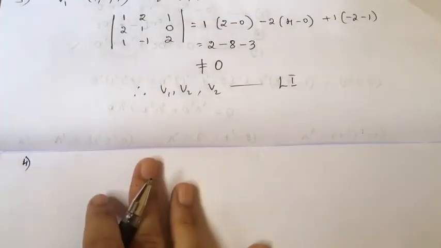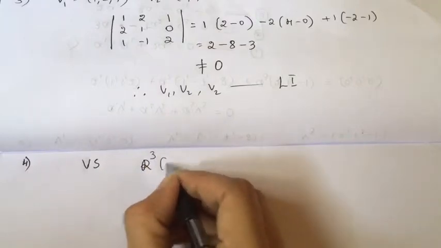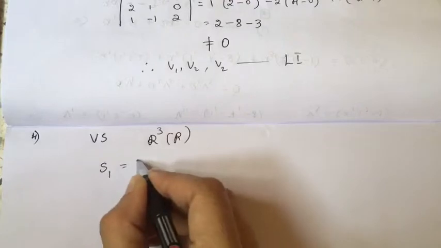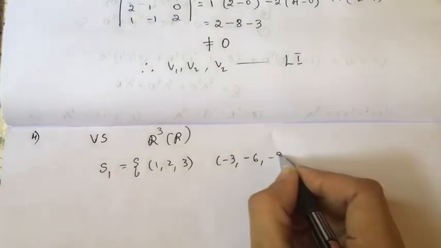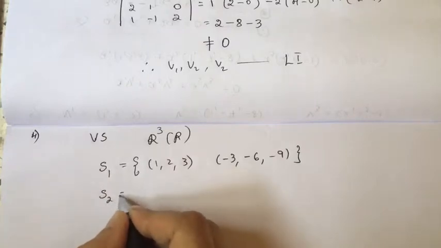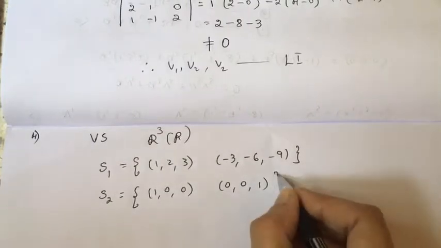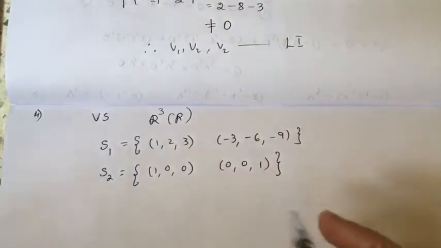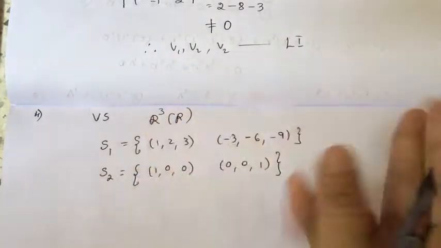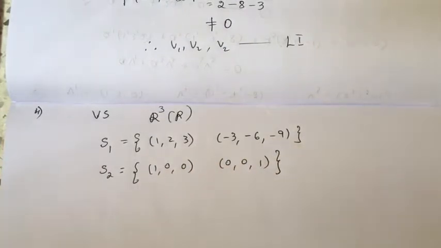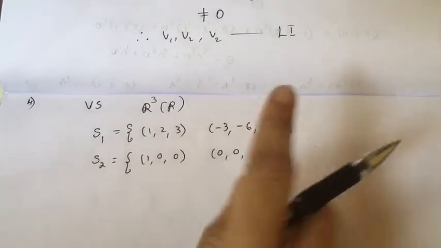Another way is, I'll explain it with an example. Suppose I have a vector space R3 over R, and I have 2 sets of vectors. Say S1 has 1, 2, 3 and another vector, minus 3, minus 6, minus 9. And another set S2 is 1, 0, 0 and 0, 0, 1. How do we check? You have to check whether one vector can be written as a linear combination of the other vectors. If you have 3 vectors, it is quite difficult. But if you have only 2 vectors, then you can just look at the numbers.